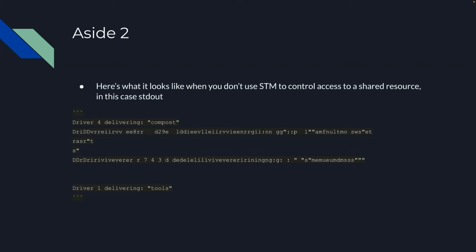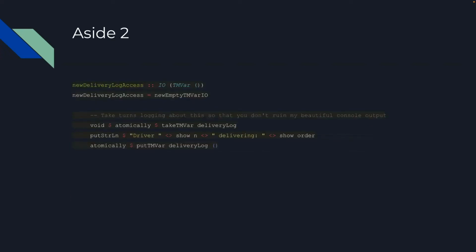So all I did was create this new delivery log access, which is just a TMVar with nothing in it, just unit, because what's in it doesn't matter. All I care about is the shared controlled synchronization primitive. And then it's just 2 extra lines around my printing: one to take out of the box so no one else can do anything, print to stdout, and then atomically put nothing back in the box so the next thread can go.